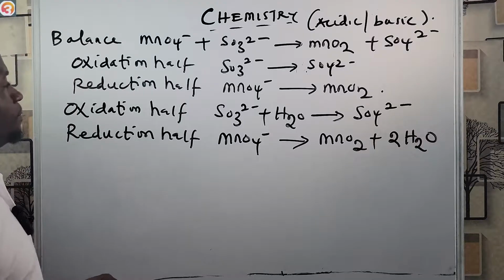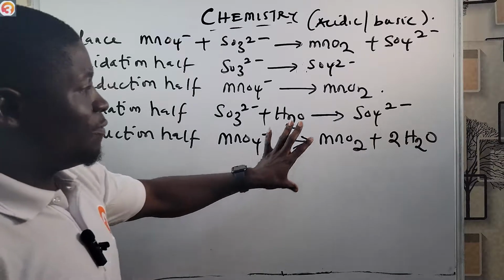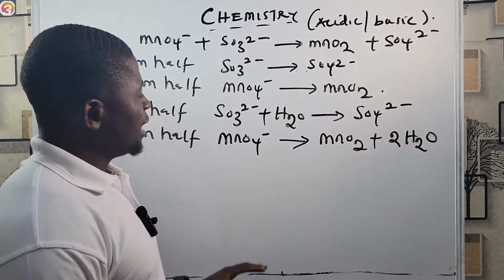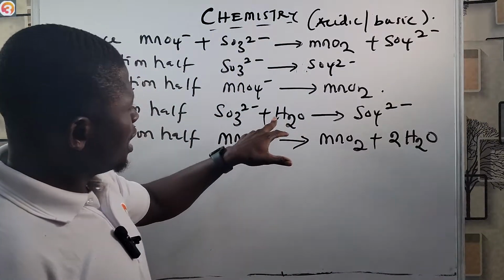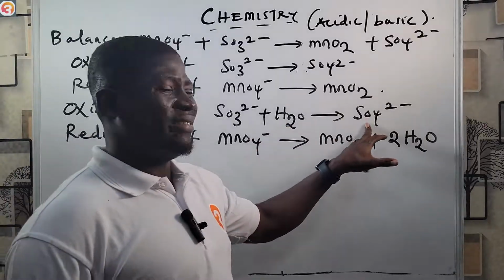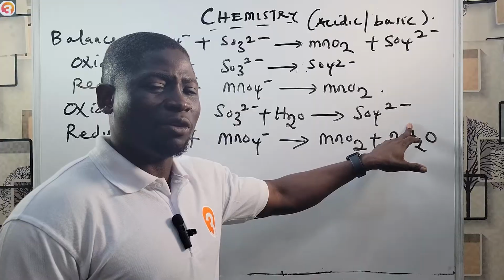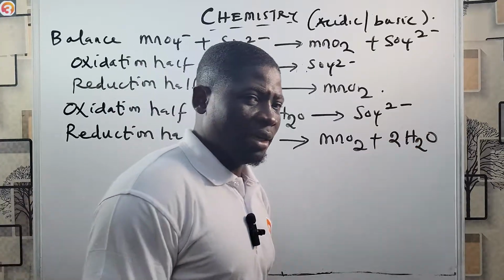All right, so now let's see. We have balanced our oxygen. It's now time to balance hydrogen. Okay, now let's see. Here we have 2 atoms of hydrogen. Here we don't have any hydrogen. So we need to balance it by adding the appropriate number of hydrogen ions to the right hand side.